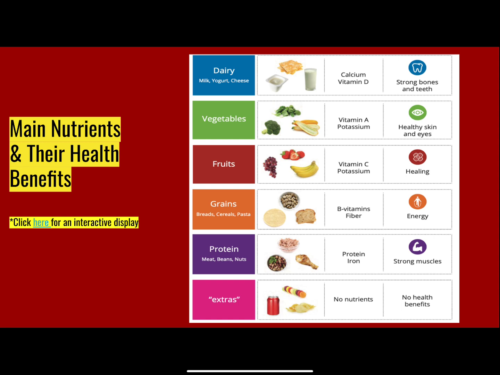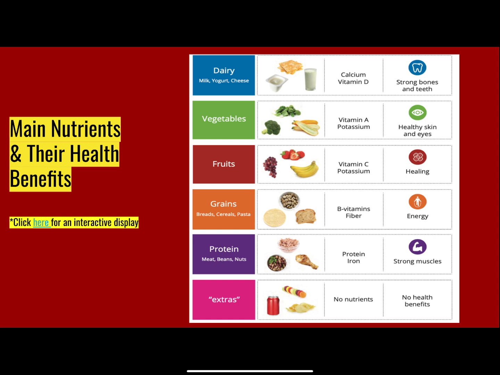Vegetables is green. Their major nutrients are vitamin A and potassium, and those are for healthy skin and eyes. Fruits, which is designated by the color red, its main nutrients are vitamin C and potassium, and you need vitamin C for healing. Grains, which is orange, its main nutrients are B vitamins and fiber, and you need B vitamins for energy.